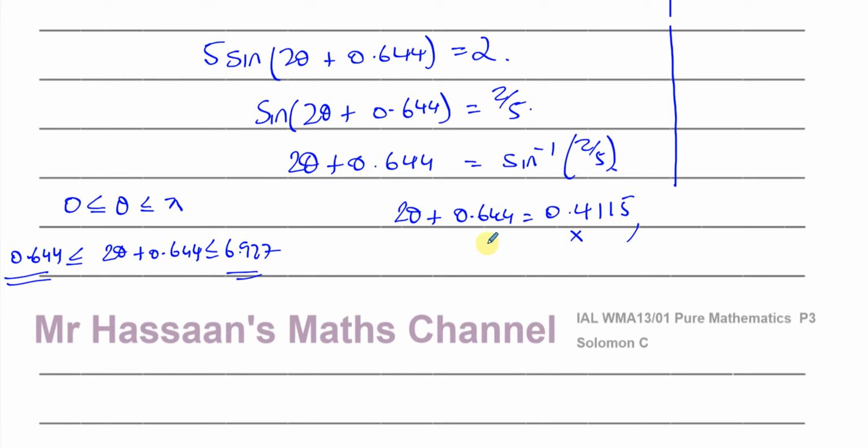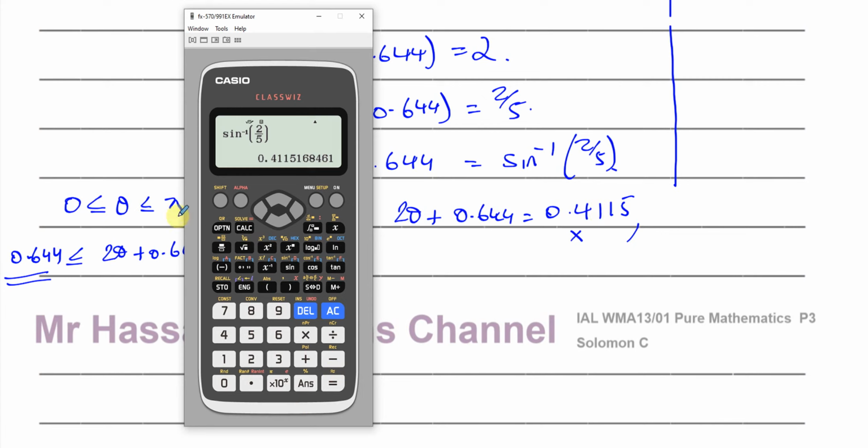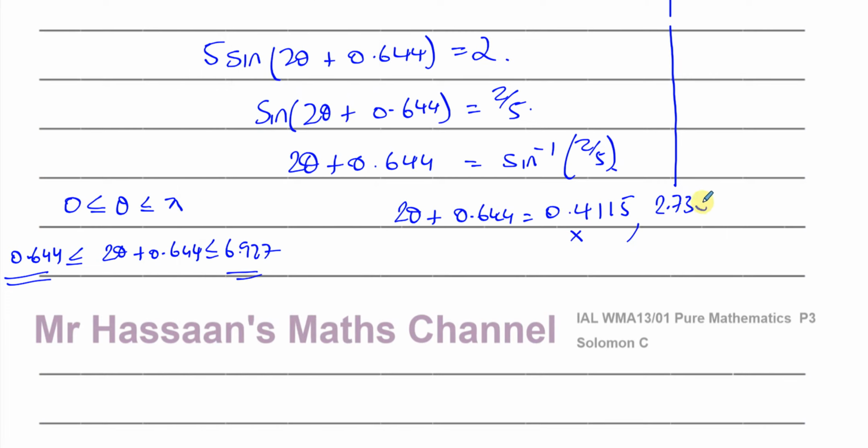Because for the sine curve, to find the other angle that is within the range, you're going to do pi minus this. So I'm going to do pi minus this answer. I'm just going to store this answer as B in case I need it again. But I'm going to do pi minus the answer. So pi minus that answer is going to give me 2.7301. Okay, that angle is in our range between here and here. So I'm going to accept that answer.